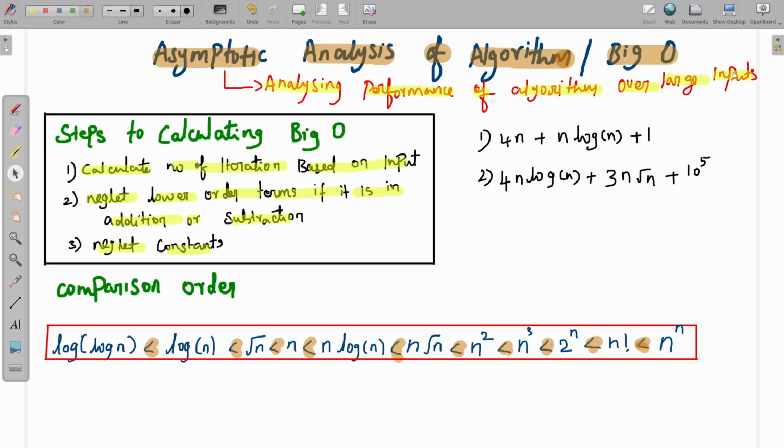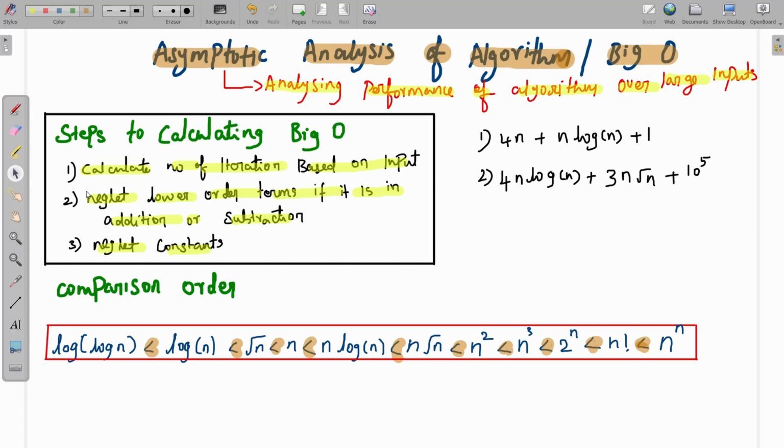In this video, we are going to learn asymptotic analysis of algorithms, or BigO notation. We are going to learn the steps to calculate BigO notation, and we are going to discuss BigO deeply. First of all, what is the use of BigO? The use of BigO is that we can compare two algorithms over large inputs. That is the main purpose. So let's discuss the steps for calculating BigO notation.